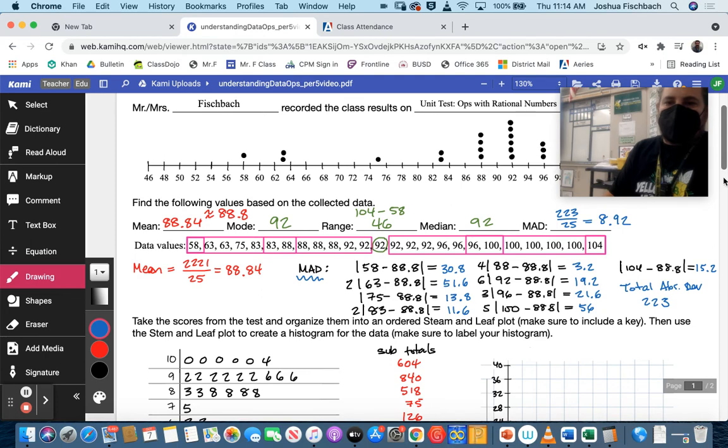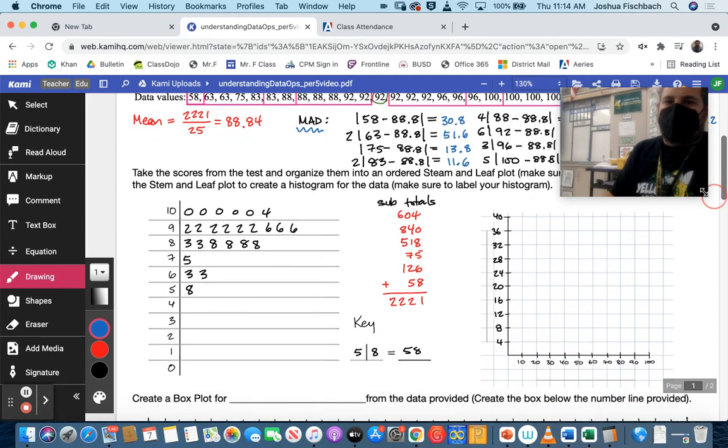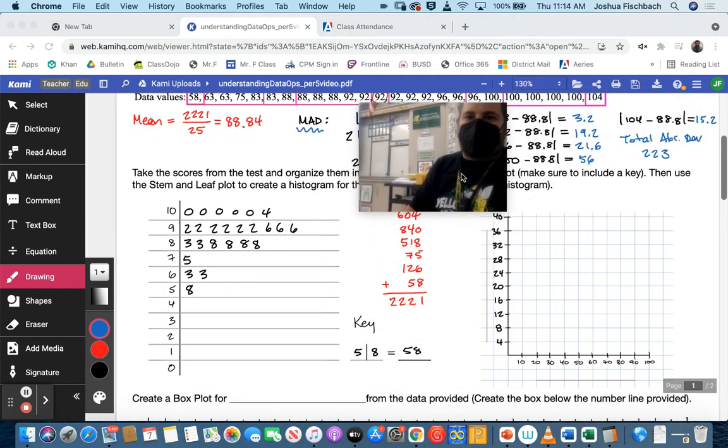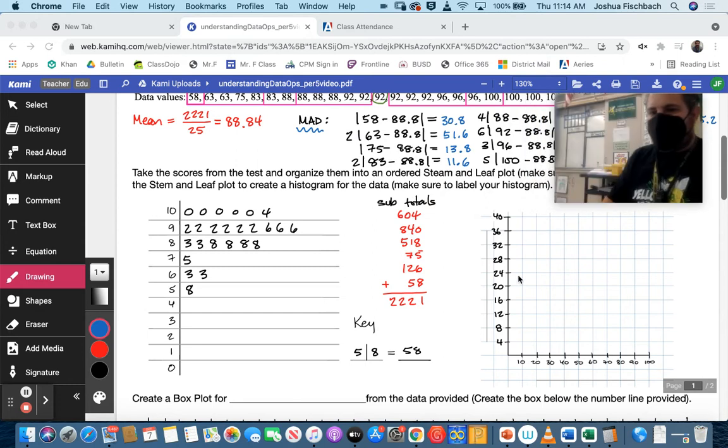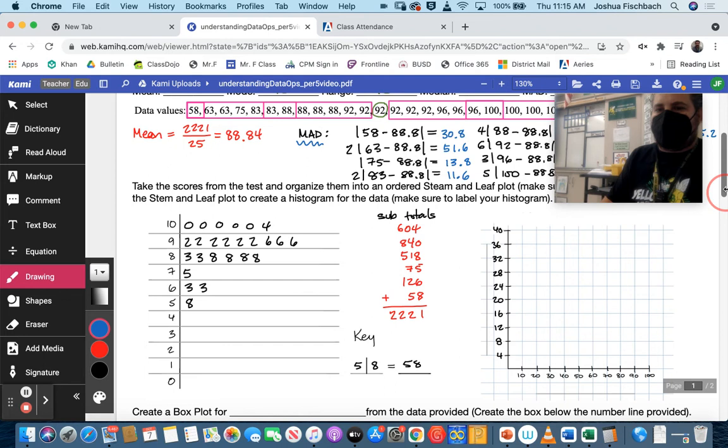All right, now let's take a look at our histogram down here. So we already did our stem and leaf. That was pretty cool. So we can do our histogram just as easily. When you're doing the histogram, the only thing that's a little tricky is making sure you understand how to label it. In our particular case, this is all related to the operations of rational numbers test. So that would be what you title it, ops with rational numbers test. That's your main title for the histogram.